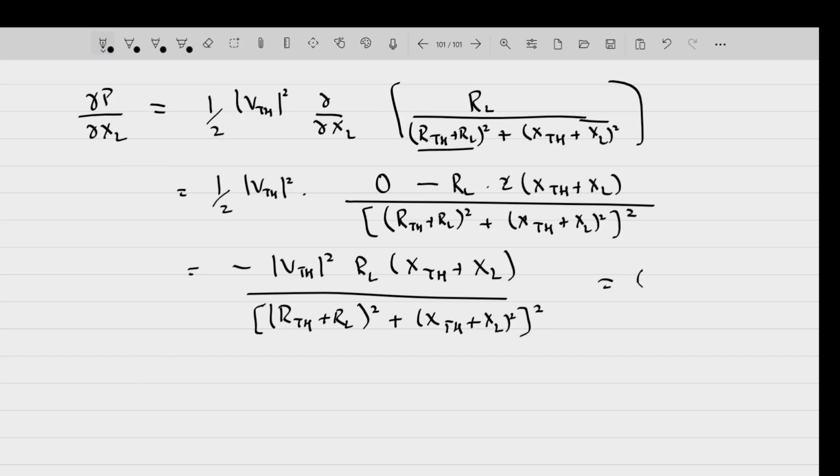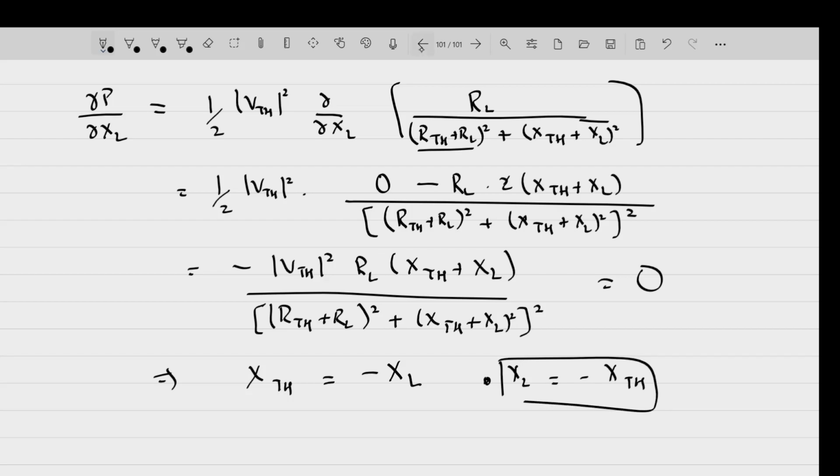Now equating this equal to 0, we get that the denominator becomes 0, this also becomes 0, RL also becomes 0, we'll simply be getting XTH equal to minus XL here. Fine, and when we equate this term equal to 0, only XTH plus XL equal to 0 remains, that means XTH is equal to minus XL, or XL equal to minus XTH. This will be our second equation.